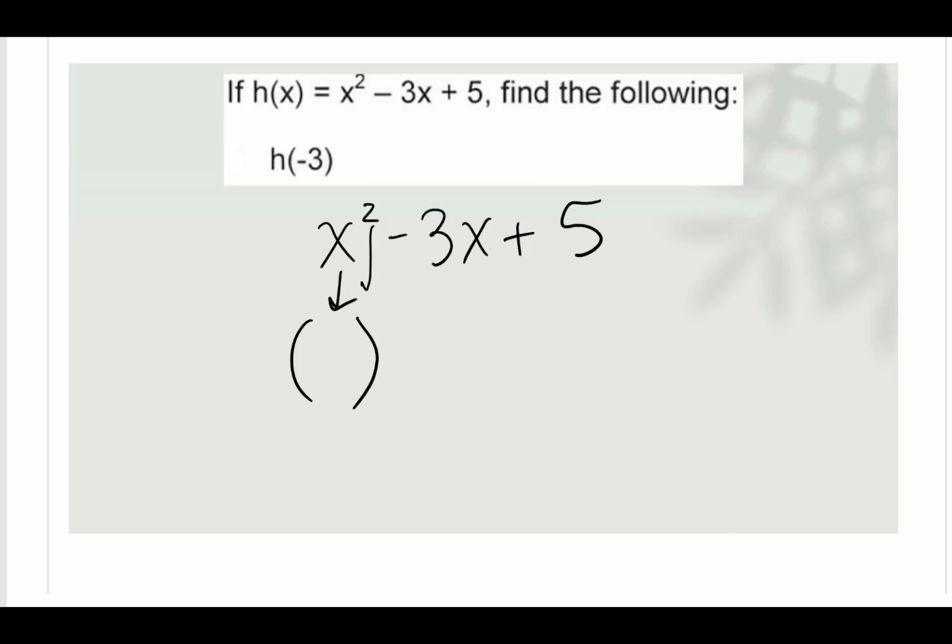Okay, and I copy that little 2. I copy the negative 3. X is now parentheses, and then plus 5. So, no more letters, we're now substituting.